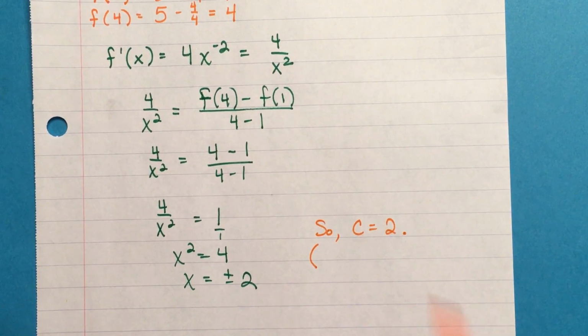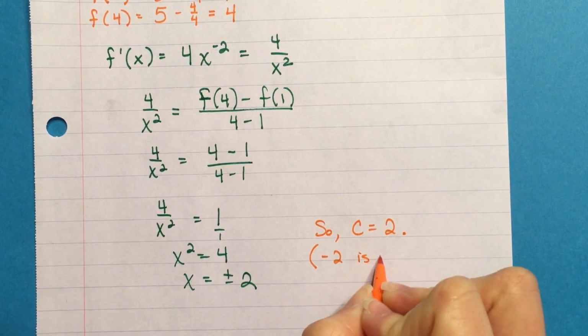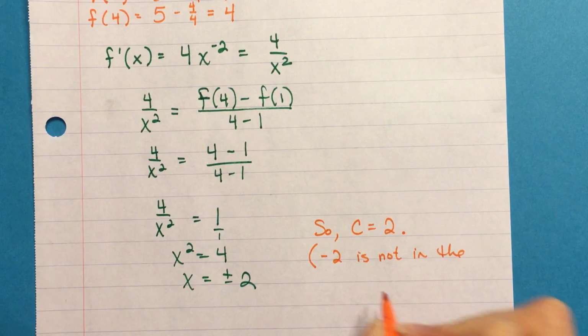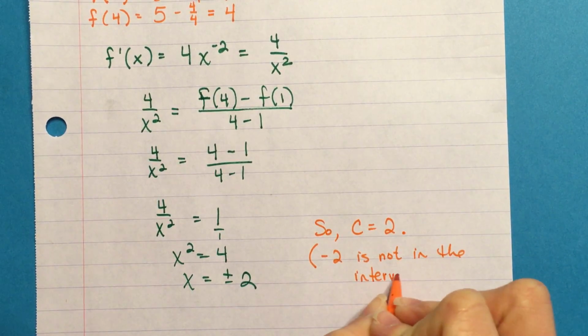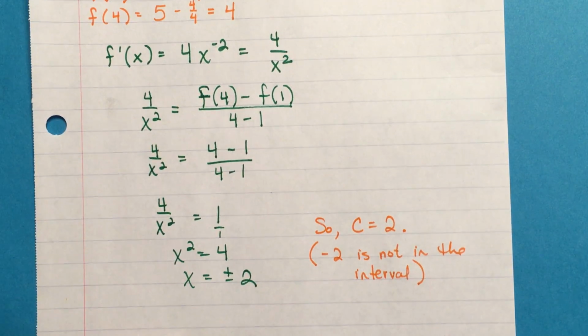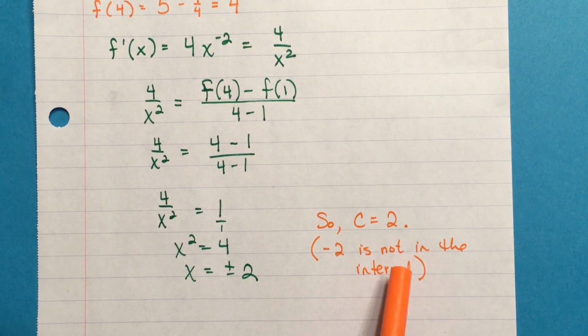And the reason why it would not include the negative 2 is your interval was just from 1 to 4, and negative 2 would not be in your interval. So I'm just going to say negative 2 is not in the interval. It's not that you would have to put that statement on a test. You would just need to make sure that you indicated that only c would be positive 2. You would just need to know to leave that out because it's not in the interval.